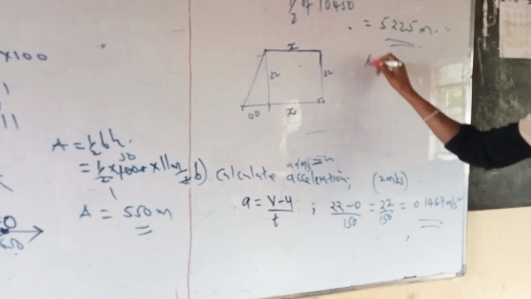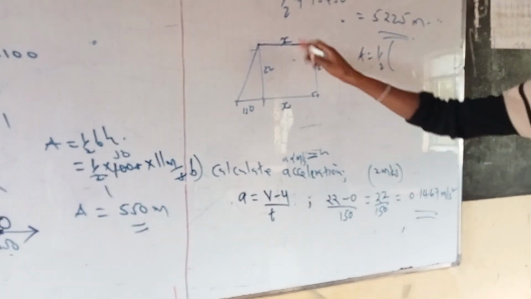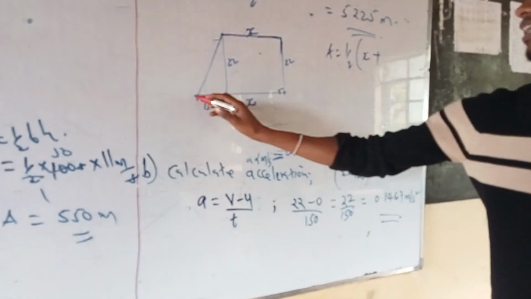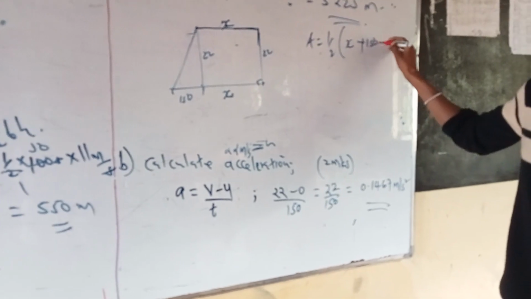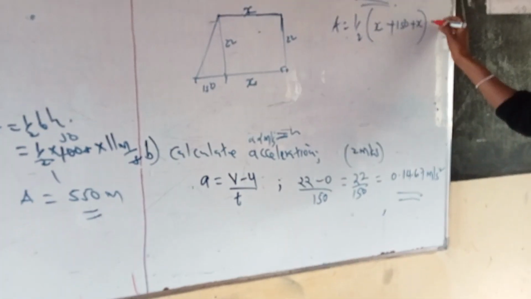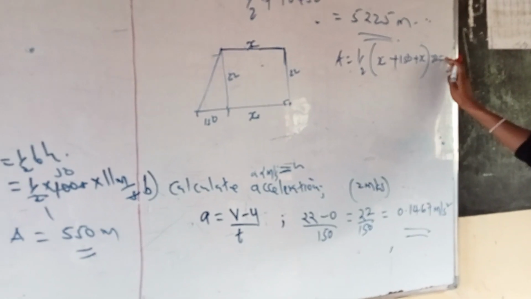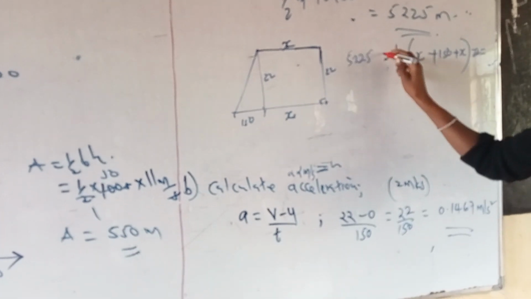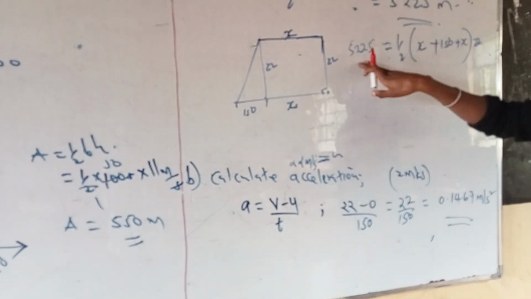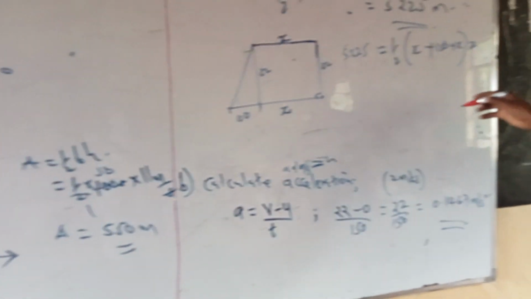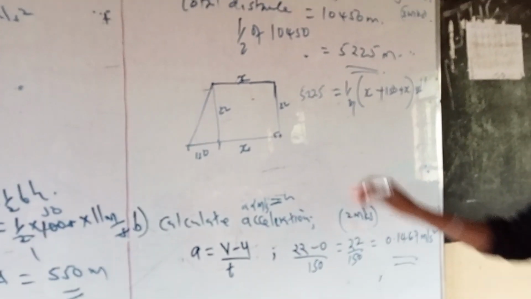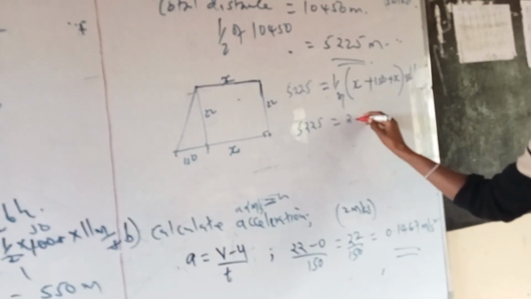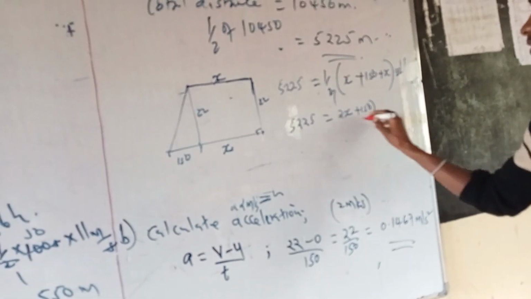So to get the distance, you find the area of this graph, which is this shape. The area is equal to a half multiplied by, because it's a trapezium, x plus 150 plus x, and then we multiply by the height, which is 22, and that area is 5225, because the area is represented by the distance. So 5225 is equal to 2x plus 150, times 11.